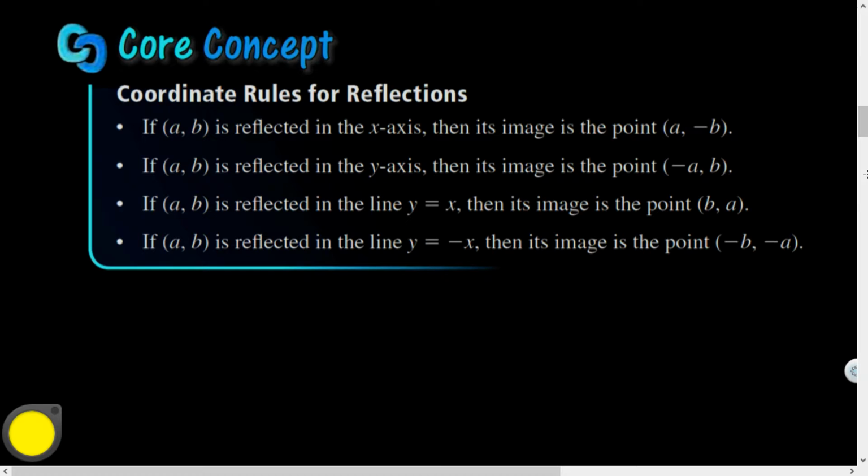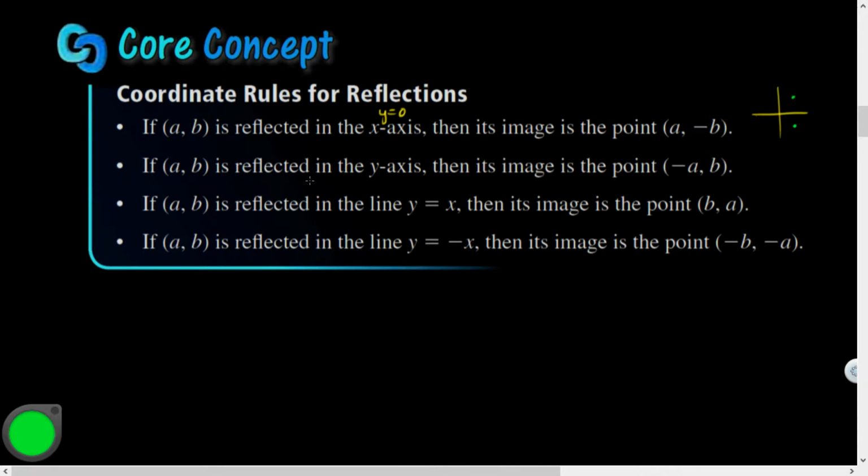So here this says the following. If A, B is reflected in the x-axis, which is the line y equals 0, all right, then its image is the point A, comma, the opposite of B. Does that make sense? All right, so if I've got a point A here, the only thing that changes when it reflects over the x-axis is its y-coordinate is now the opposite. All right, that's not that bad.